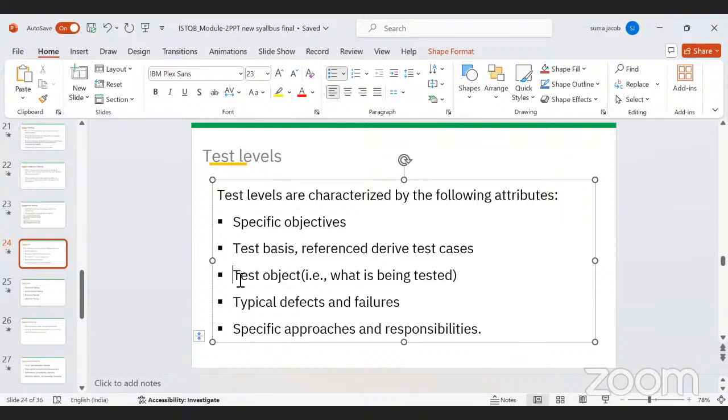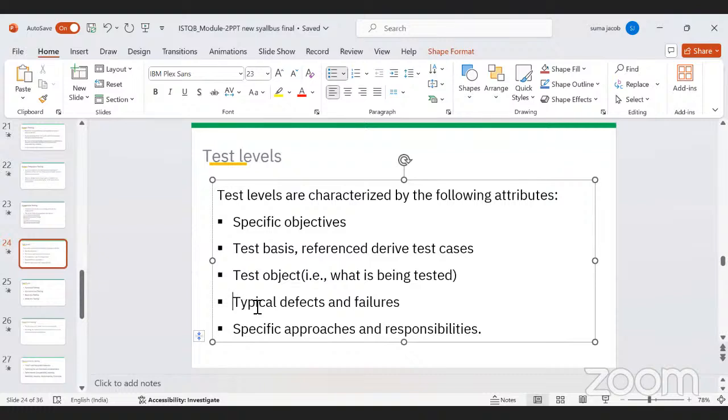Then the test object, so whatever is being tested. The test object for component testing is some piece of code. The test object for acceptance or system testing is a whole application. So each level has its own attributes or characteristics for each and every point.